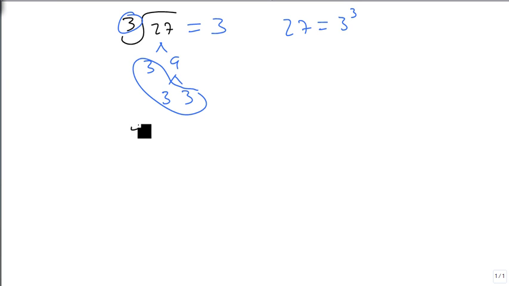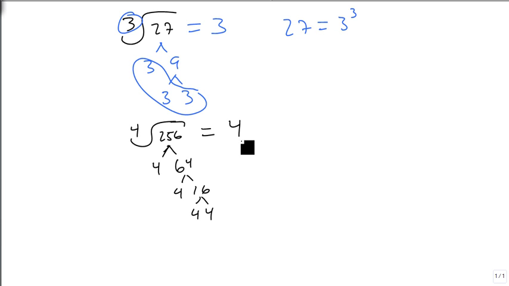The fourth root of 256: we could sit and ask ourselves, what do we multiply to get 256? Let's try 4. It goes into it 64 times, which is 4 and 16, which is 4 and 4. So the fourth root of 256 is 4, because 256 equals 4 to the fourth.